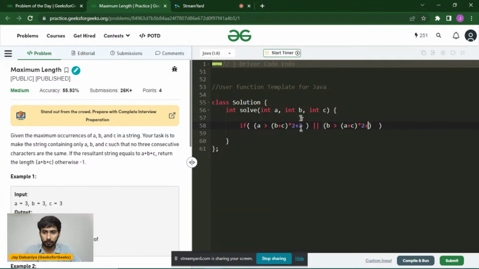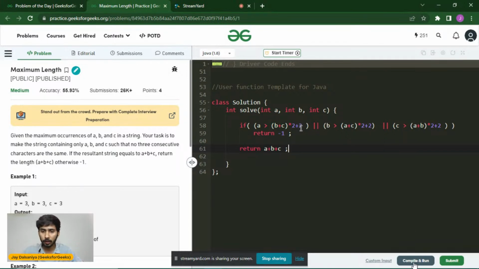group number G2. Or let's say if C is the highest frequency character in G1, and your A and B will be in your G2 into 2 plus 2. This is the condition. If any one of these 3 conditions is true, then return minus 1. Else you simply need to return A plus B plus C, because obviously you are supposed to use only this many A, B, and C, whichever is given in your input test case, right?